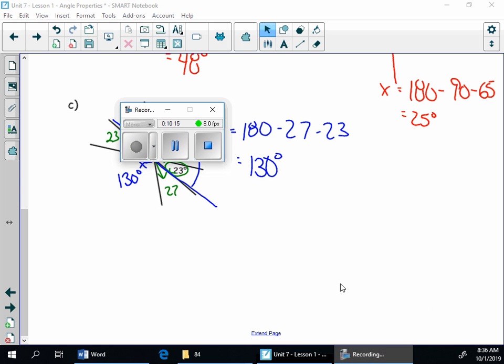And then the last question on our sheet, we're going to try that. So give this sheet a try. If you're stuck, come see me. This is our first day of angles, so we don't get confused right off the bat, and we need to practice these ones.